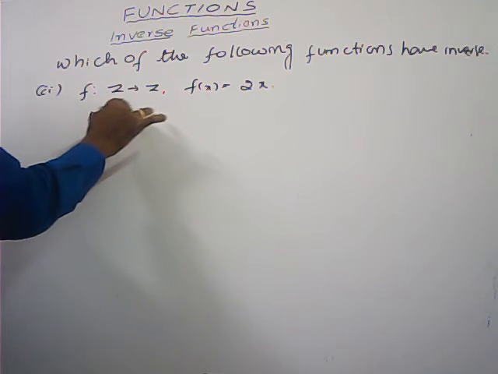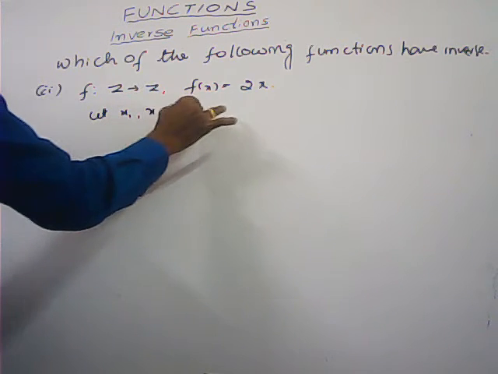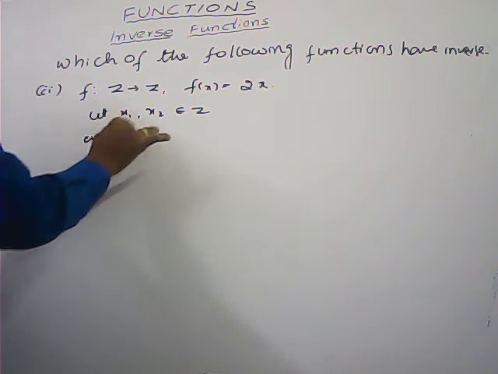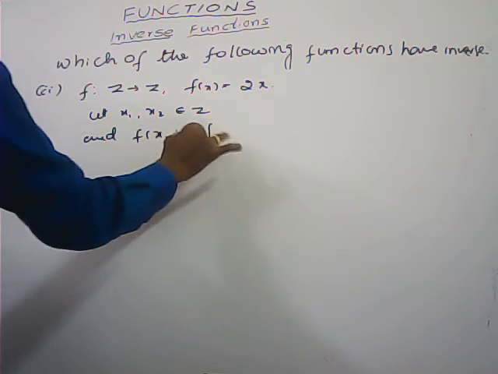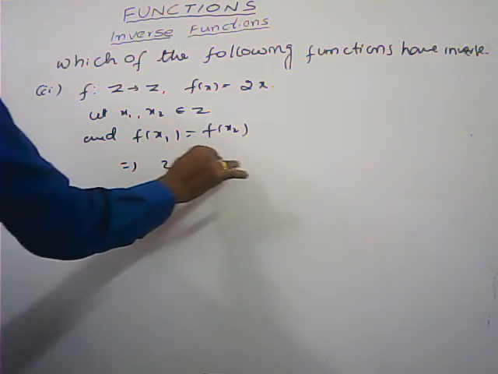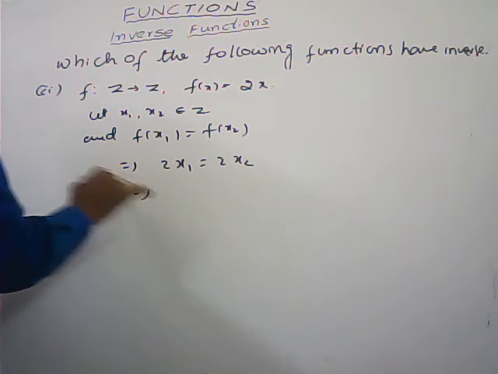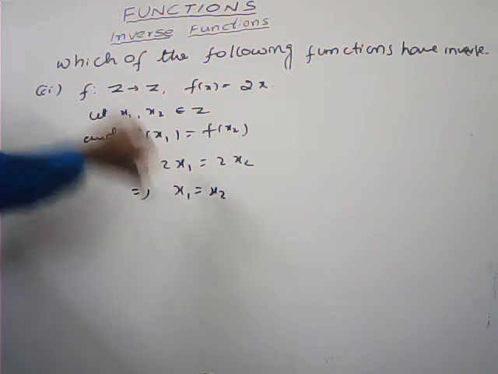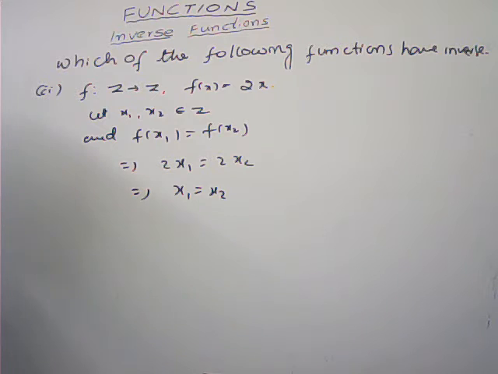Let x1 comma x2 belongs to domain that is z, and f of x1 is equal to f of x2. That implies 2x1 is equal to 2x2. Here 2 we can cancel. x1 is equal to x2. So if f of x1 is equal to f of x2 implies x1 is equal to x2, the given function is one-one function.